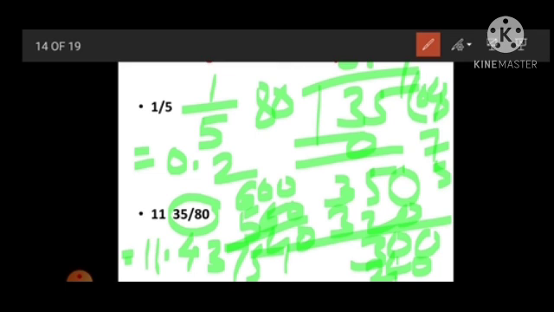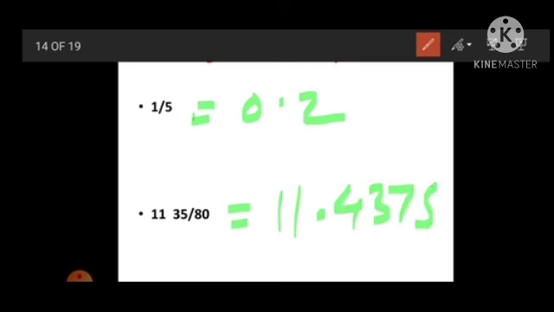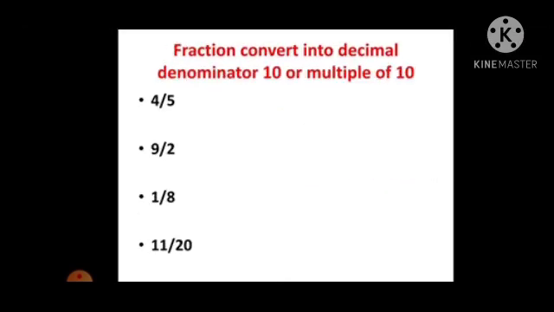Okay students, you solve it in your notebook, then it is clear. So what is the answer? 0.2, 11.4375. Okay. Now next example.